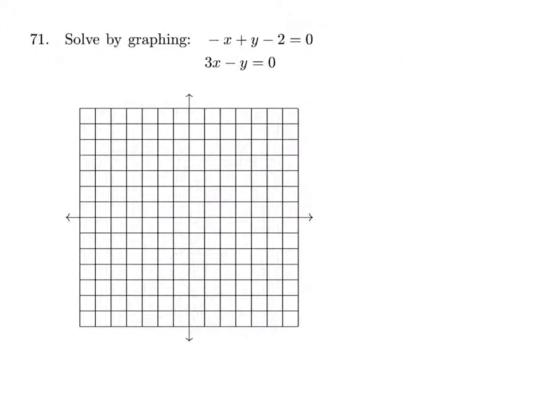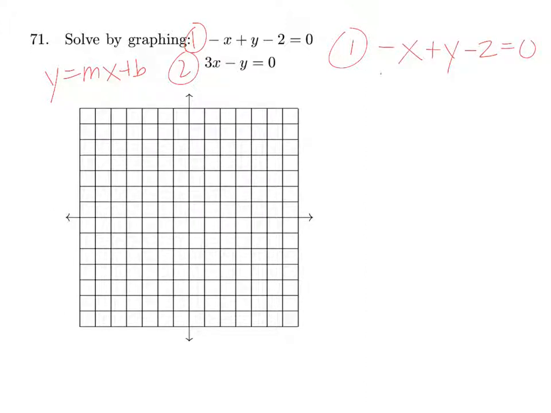Solve by graphing. All right, a little more work involved in 71. We have to get each equation in slope-intercept form. So I'll call this equation 1, call that equation 2. For equation 1, all right, let's isolate y.